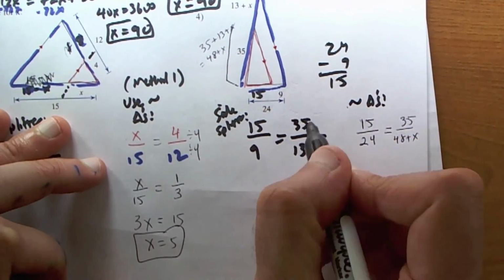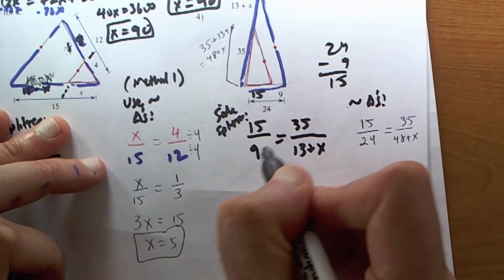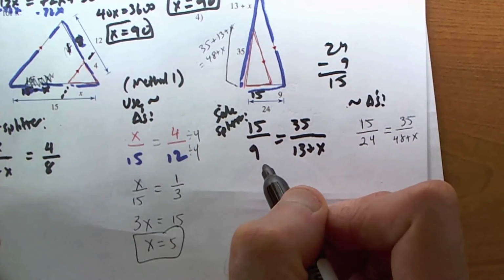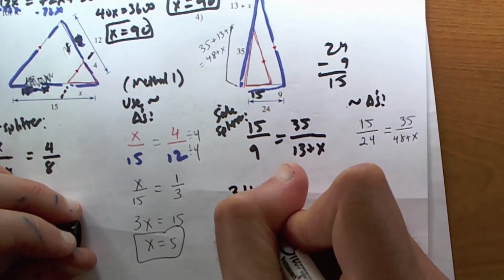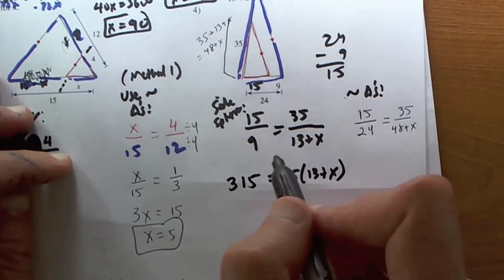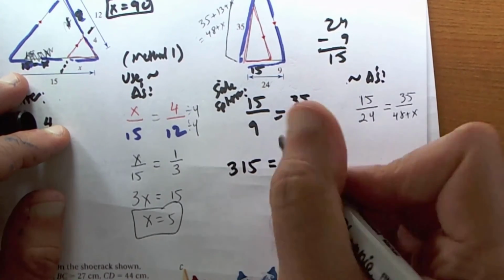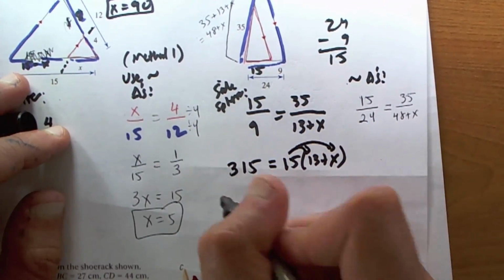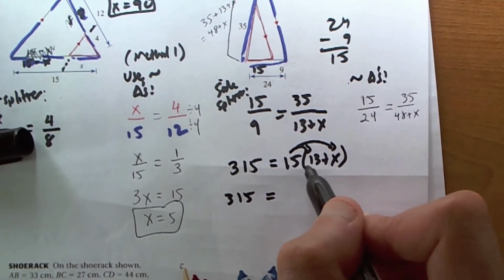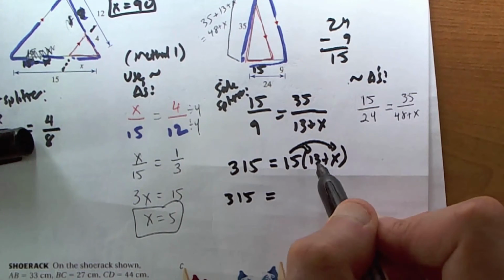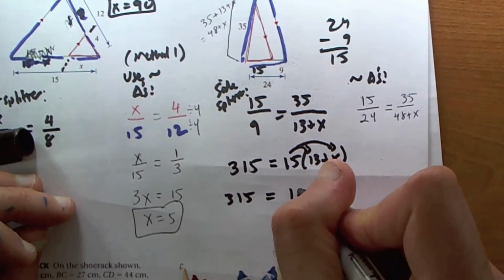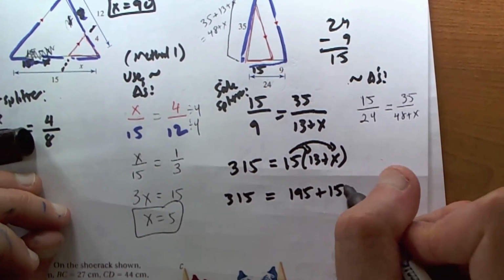So we get 35 times 9. 35 times 10 is 350, so 35 times 9 is 350 minus one of those 35s, so that'd be 315. And then 15 times 13 plus x. Make sure it's the whole quantity 13 plus x. So I get 315 equals 15 times 13 plus x. I'm not quite sure what 15 times 13 is, but I know that 15 times 10 is 150 and 15 times 3 is 45, so 150 plus 45 is 195, plus 15x.